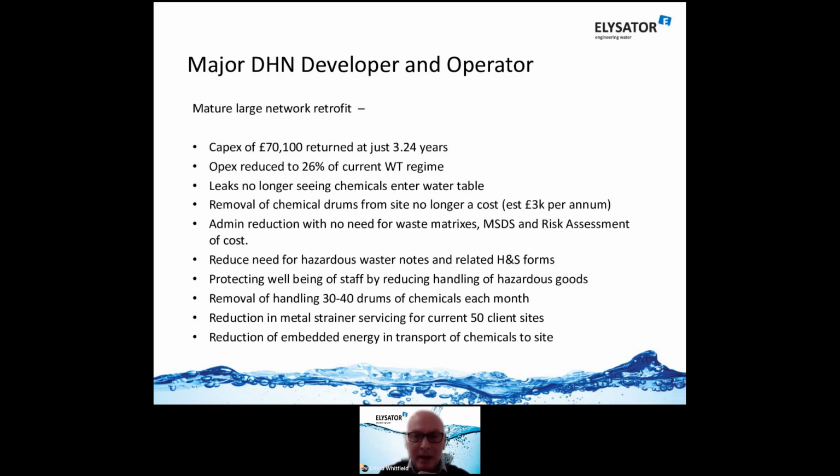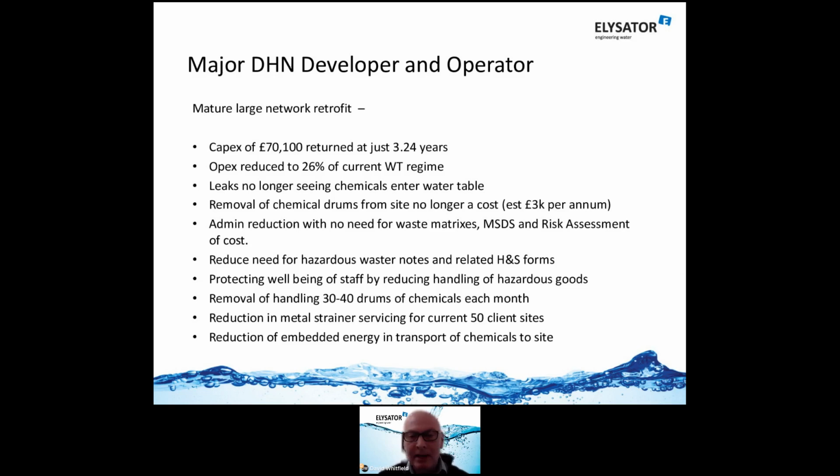So this particular network operator has reduced their operation to 26%. They get their money back within 3.5 years, and the removal of the chemical drums from site is no longer a cost. They estimated they were spending £3,000 per annum. They also get a reduction in administration costs, and material safety data sheets are no longer required. It reduces the need for hazardous waste notes and related health and safety. So cost handling is removed, along with the handling of 30 to 40 drums of chemicals each month.